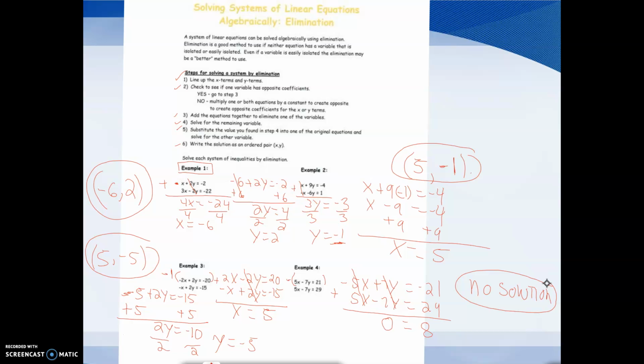All right, so I'm going to stop the video now, and we're going to do the back part of the worksheet in a second. Okay, there's a couple of different, more challenging problems. And then we'll be done with the elimination method, okay?